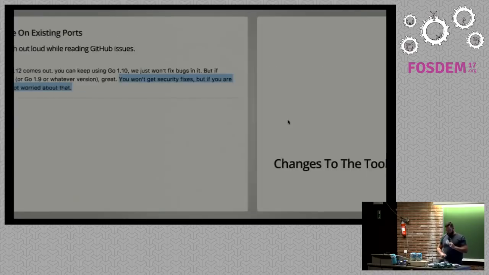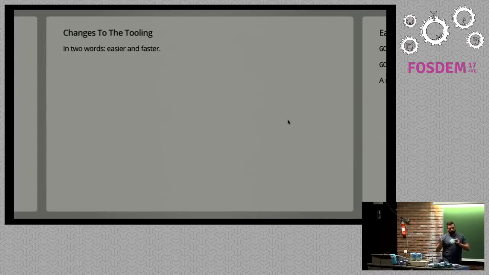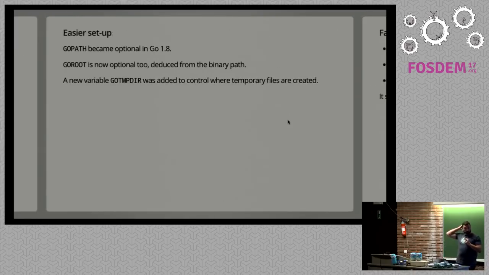So that's pretty funny. Okay, changes to the tooling. And here there's way more stuff. All of the changes can be divided into 2 sections: it's easier to use, and also everything is faster. So what is easier to use? If you remember, GOPATH became optional in Go 1.8. Now GOROOT is also optional, and it's basically deduced from the binary location. That means that if you download Go and you run it, it works. That's it. You don't need to set up GOROOT, GOPATH, or anything like that, which is pretty useful.